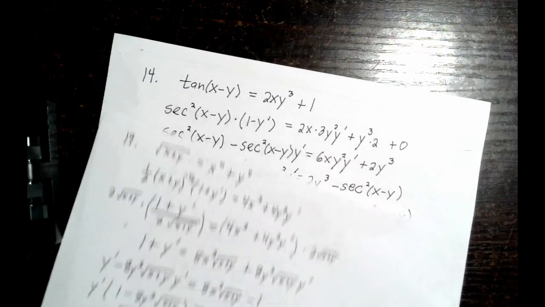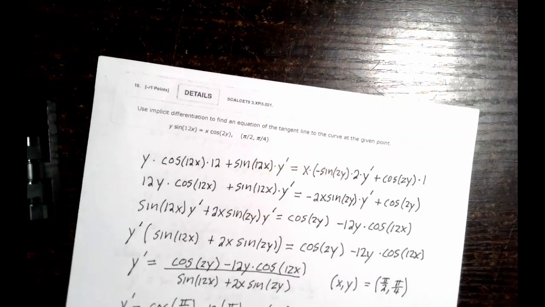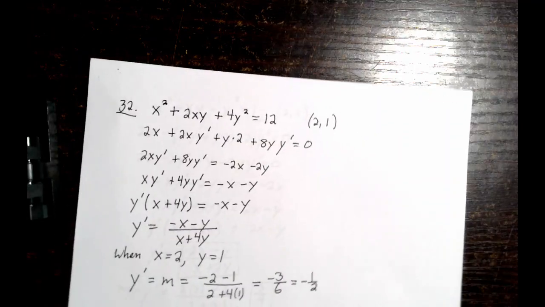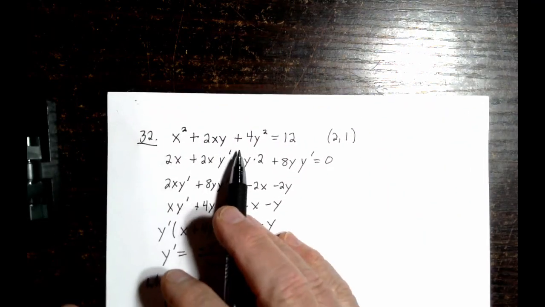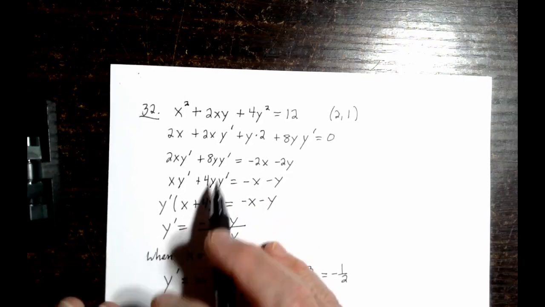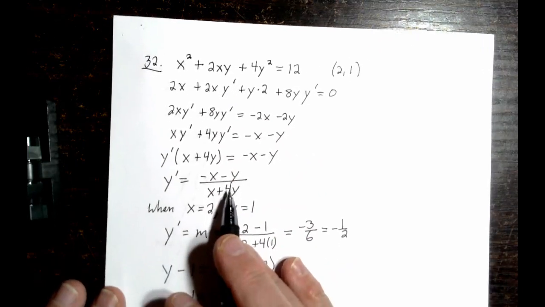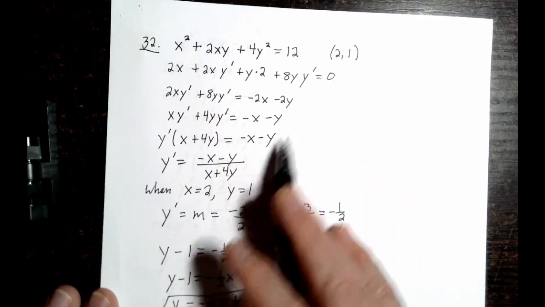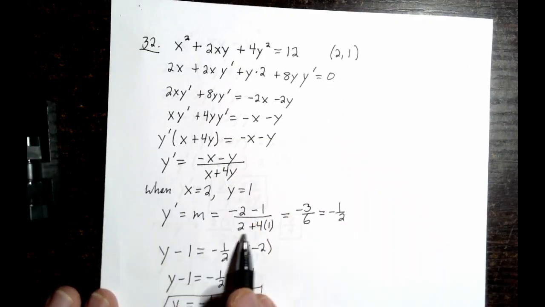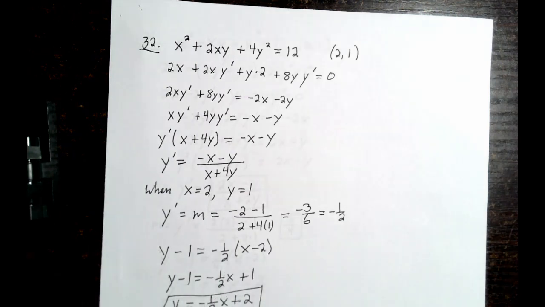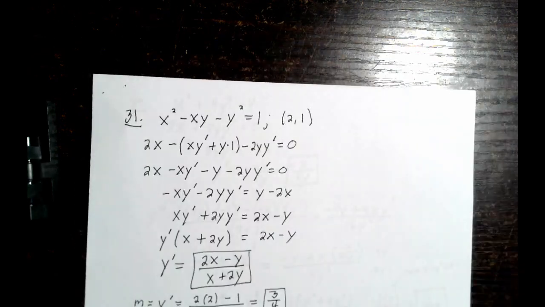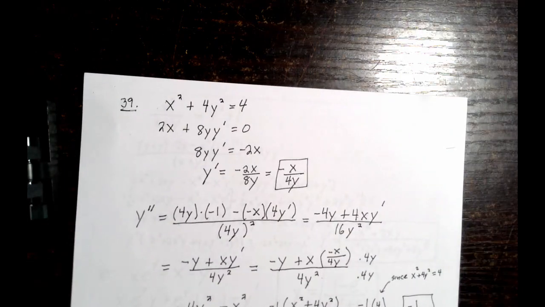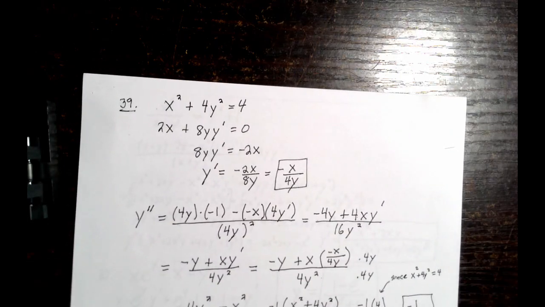Another type of question is a question like 27 to 32. Let me see if I can find one of those. Yeah, 32. They ask you to find the first derivative using implicit, and so we do what we've done. And then they ask you to find the equation of the tangent line. So you just take your point and plug in for x and y, and you get your slope. And once you know your slope and you know your one point, you can find your equation of the line. The only one that we haven't covered yet is 39 and 42.